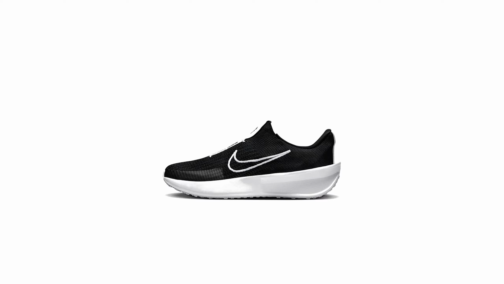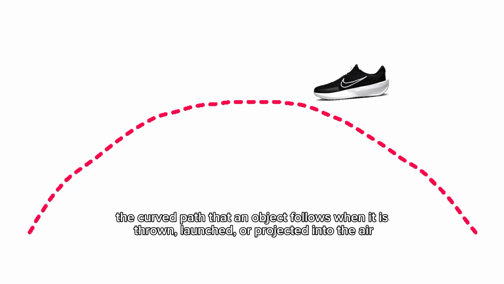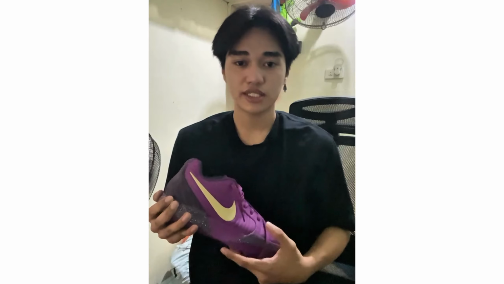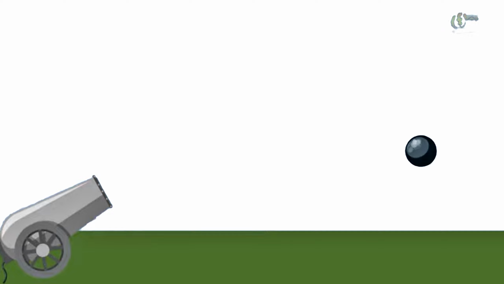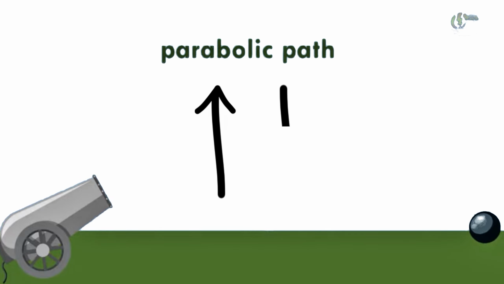Projectile motion? What's that? Let's take this shoe and use it to explain one of the coolest concepts in physics. Projectile motion is the curved path that an object follows when it is thrown, launched, or projected into the air. In this case, our object is a shoe. The shape it follows is called a parabola. It goes up and then down.